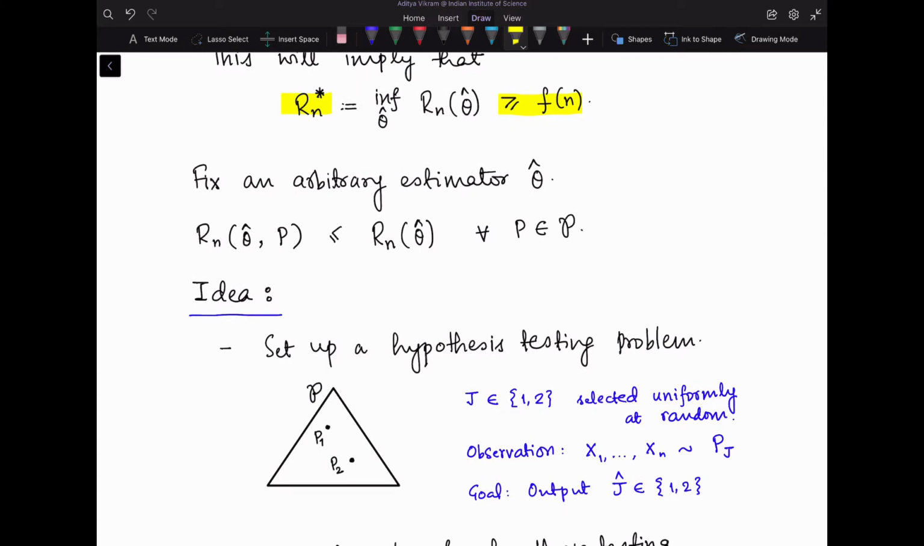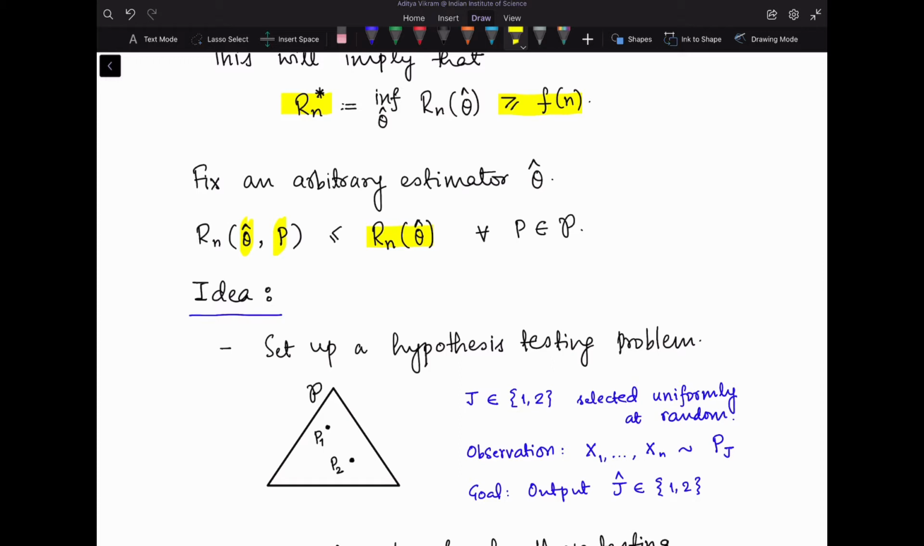And now we will look at the worst case risk of theta hat and show that it's at least some quantity which is independent of theta hat. Okay, so now the risk of theta hat at p would be at most this Rn theta hat. Rn theta hat is the worst case risk, right?